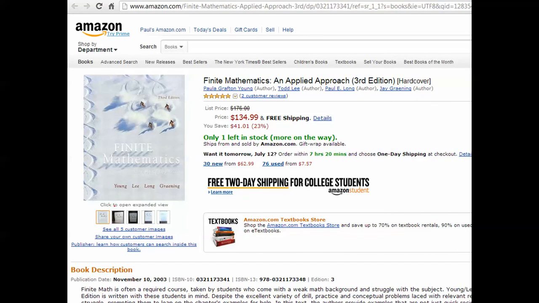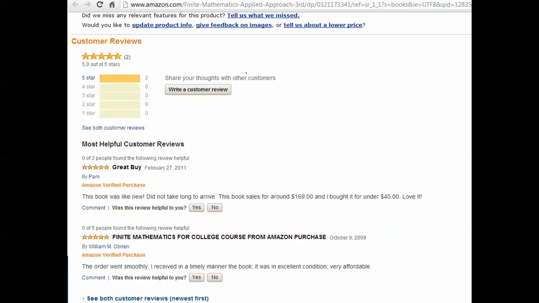Again, this book got 5 stars. So you might think, oh man, this is a stellar book. I've got to use this for my course. But then notice, it got only 2 reviews. And read these 2 reviews. "This book was like new. Did not take long to arrive. This book sells for about $169 and I bought it for $40. Love it." Well, I'm glad it was a great buy, but I'm not asking you to rate the buy. I'm asking you to rate the book.